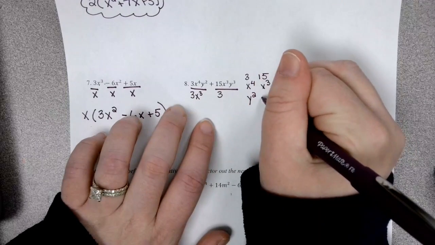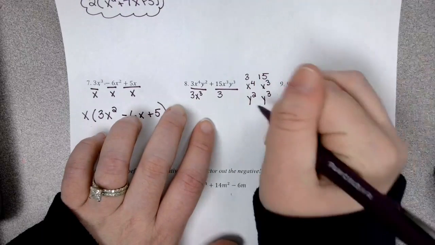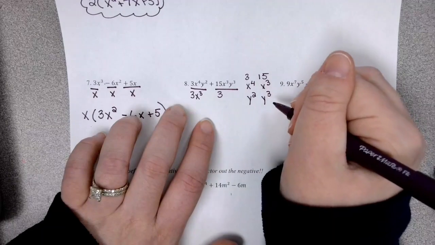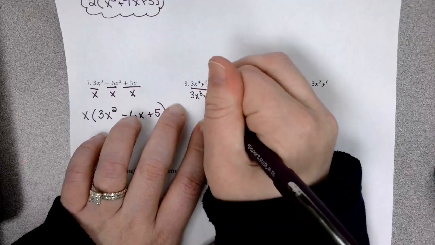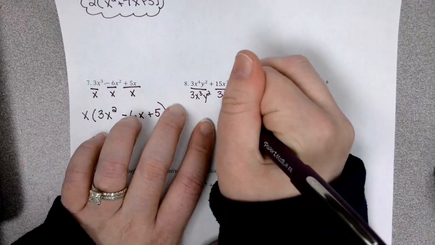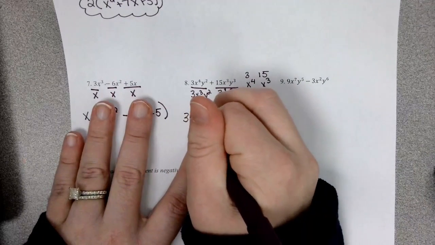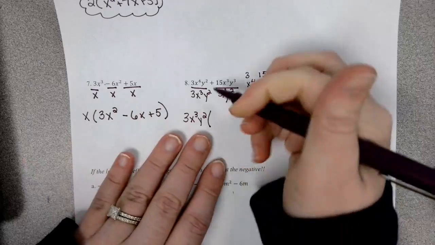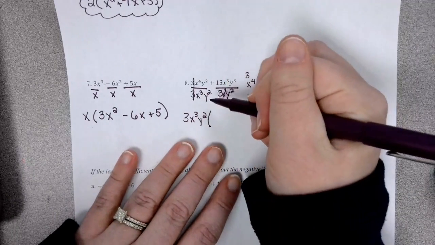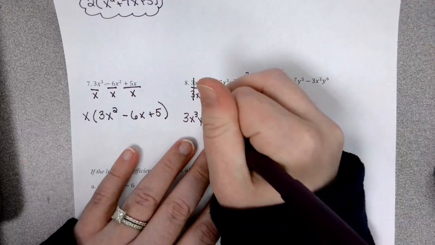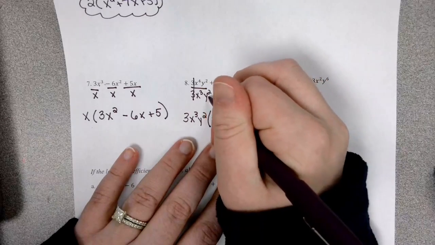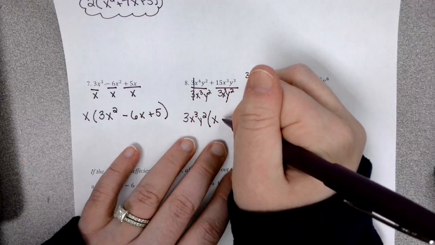Then I look at the y squared and the y cubed. The most y's I can take out of both is 2. So y squared comes out. Oops, but I forgot to write the x cubed there. So I'm taking out a 3x cubed y squared. 3 divided by 3 is just 1. X to the 4th divided by x cubed is just an x. Y squared divided by y squared is just 1.